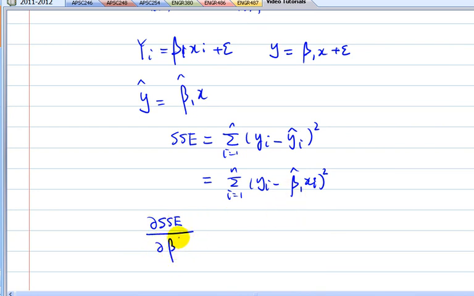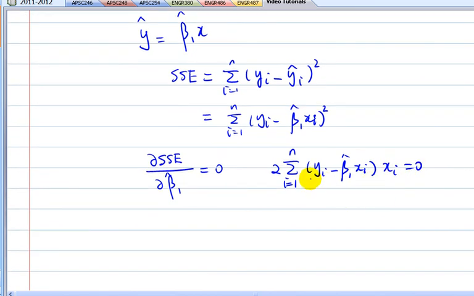That's essentially taking the partial derivative of this and setting it equal to 0. The derivative is simple: it's basically 2 times the sum from i equal to 1 to n of y_i minus beta 1 hat x_i, times the derivative of this with respect to beta 1 hat, which is x_i, and this equals 0. So this equals 0, and then you solve for beta 1 hat.